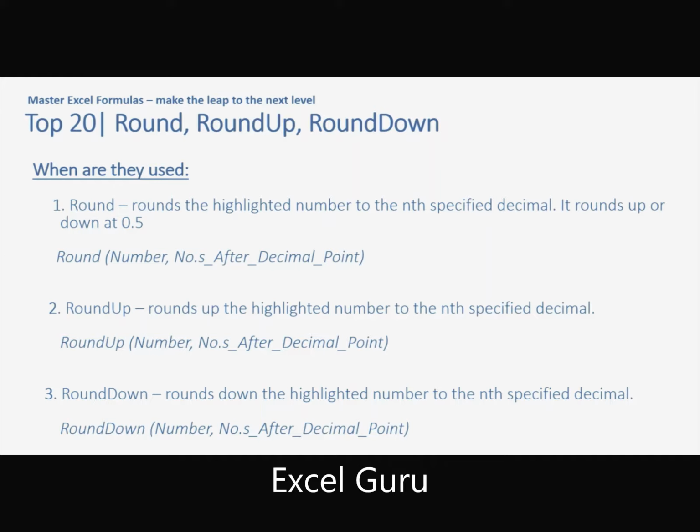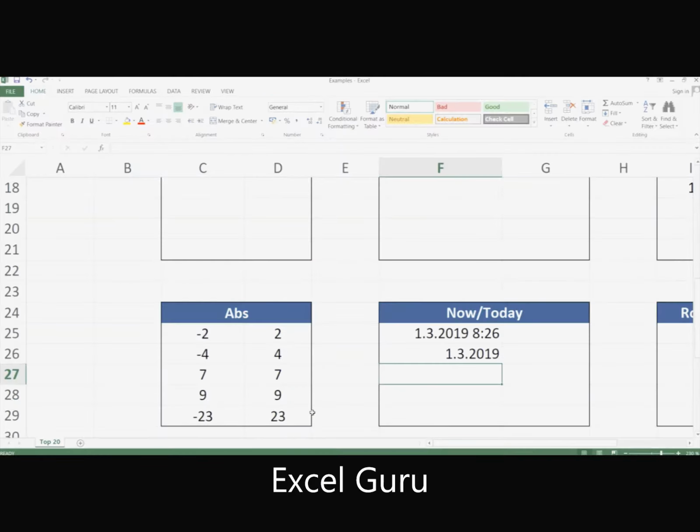ROUNDUP does the rounding to the next highest number, the next number after the specified number, depending on how many decimal points you want to leave or round this up to. And ROUNDDOWN rounds down the highlighted number to the nth specified decimal. So let me show you an example of this as well.